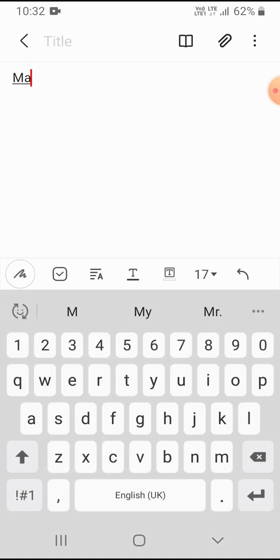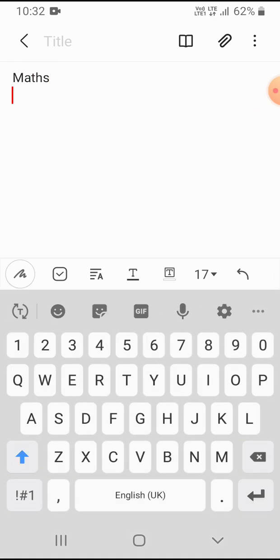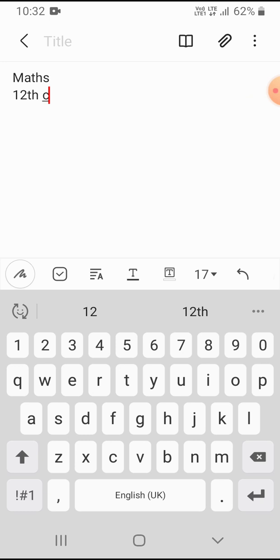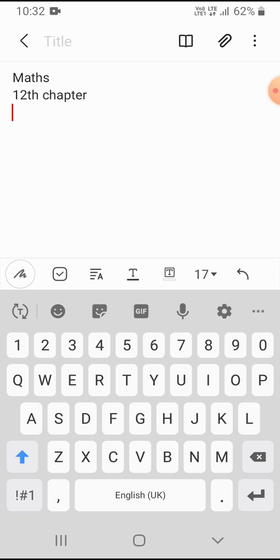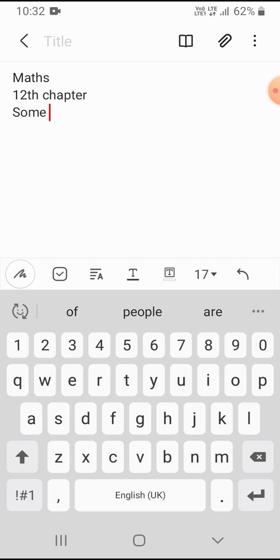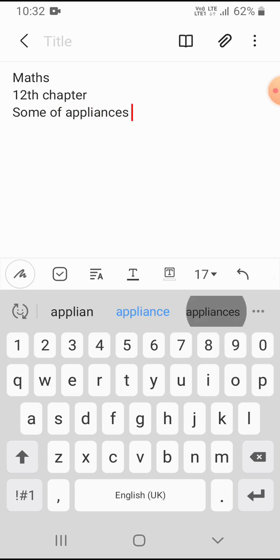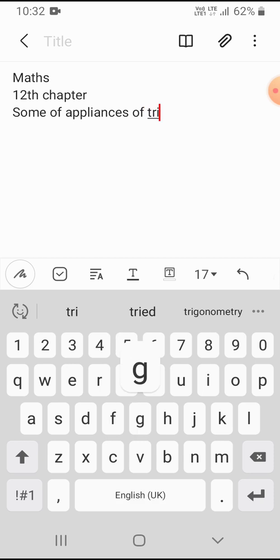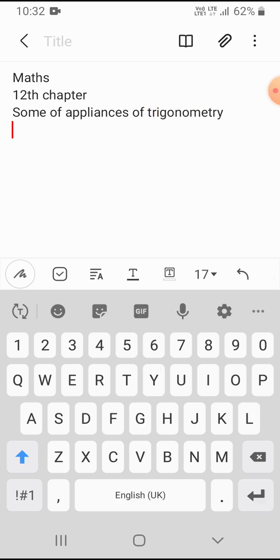Today I'm going to explain Maths 12th chapter, that is some applications of trigonometry. So let's come to some applications of trigonometry.